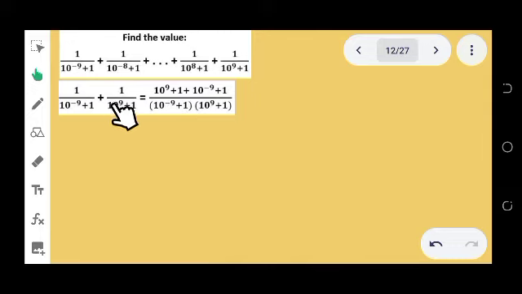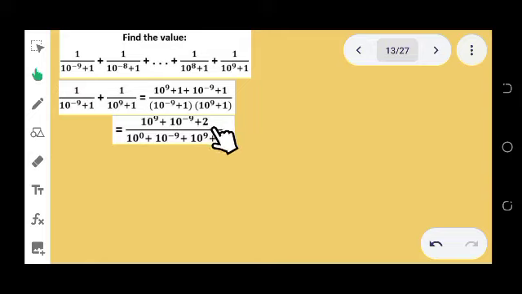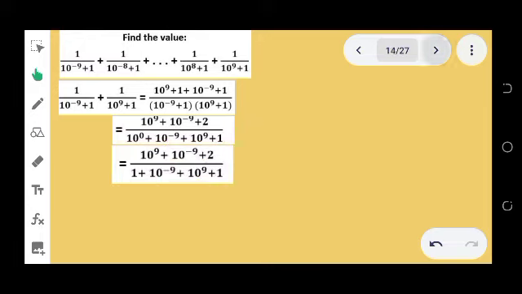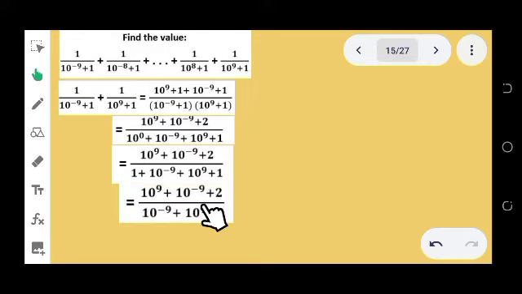You just get the LCD, or using the shortcut for fractions, you can just get the cross product and then multiply the denominators. The numerator will simplify to 10 to the 9 plus 10 to the negative 9 plus 2. And the denominator will simplify to 10 to the 0 plus 10 to the negative 9 plus 10 to the 9 plus 1. This simplifies further, because 10 to the 0 is 1, that's why we replace it by 1. Finally, we have this one. Now notice that the numerator and the denominator are the same. That means it's equal to 1. So that is the sum of the two symmetric pairs that we have.